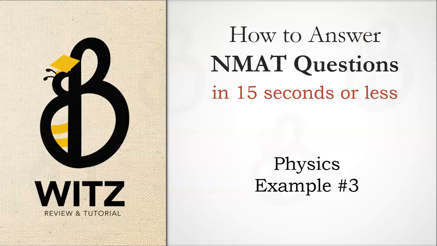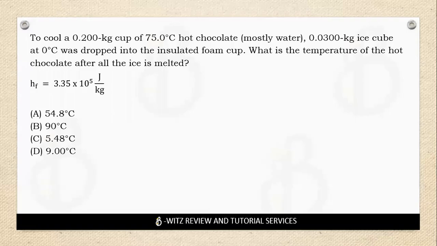Let's have our example. As we've mentioned in our previous videos, always check the required first. In this problem, we are required to find the temperature of the hot chocolate after all the ice is melted.